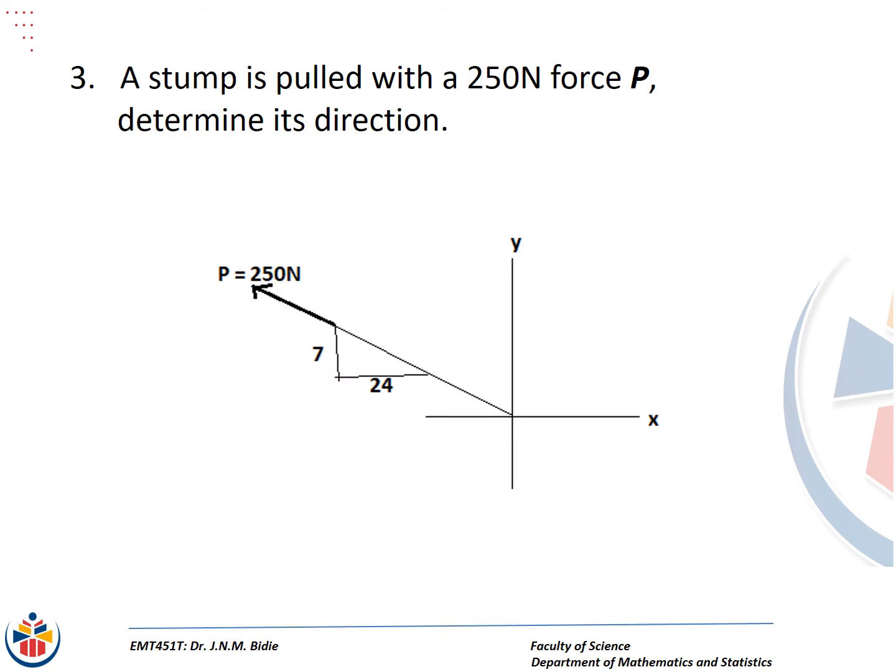Number 3, we've been given a stump that is being pulled with a force of 250 newtons. And again, we've been given 7 on the vertical side and 24 on the horizontal side. So you need to figure out R, the small r there, using Pythagoras theorem. R squared equal to 7 squared plus 24 squared, and find R so that you can be able to find theta. And then thereafter, once you've found theta, either using tan theta, cos theta, or sine theta, then you'll be able to get the answer, because the answer says determine its direction. So that means what you're figuring out here is theta, the directional angle of P.